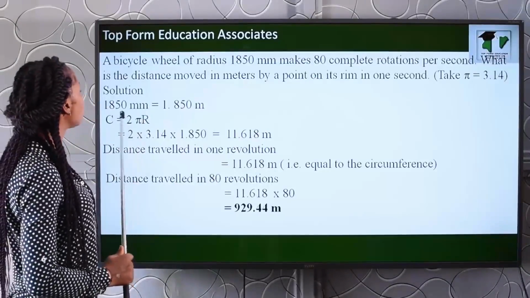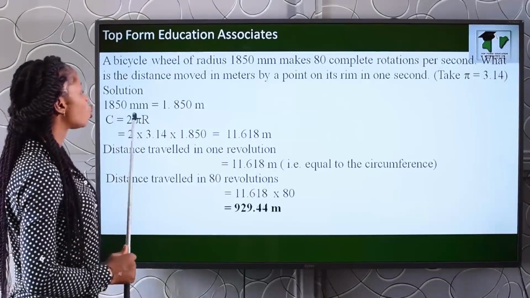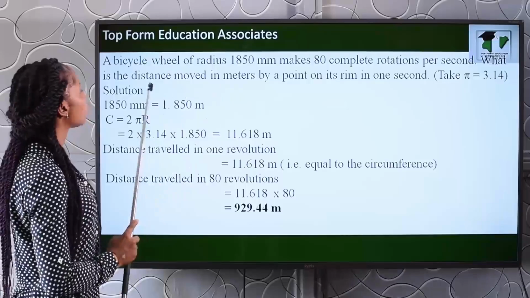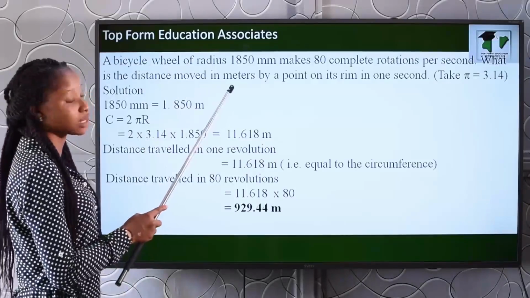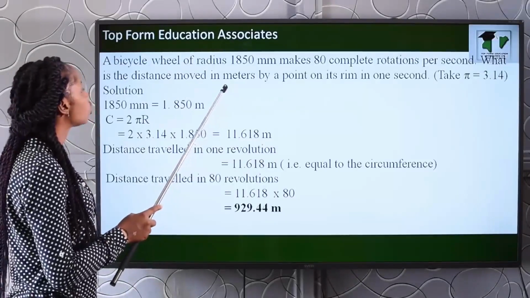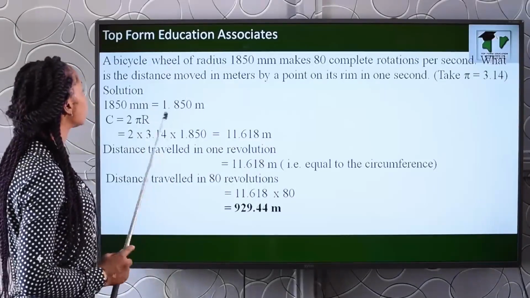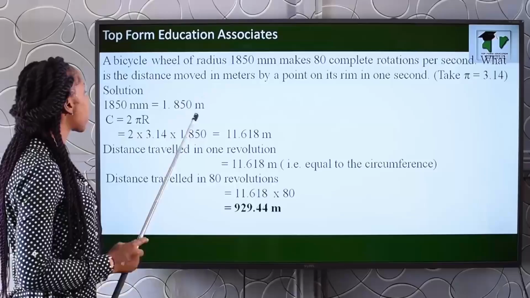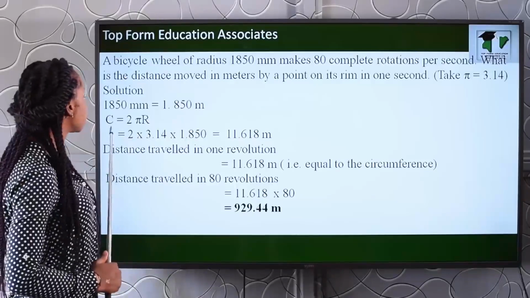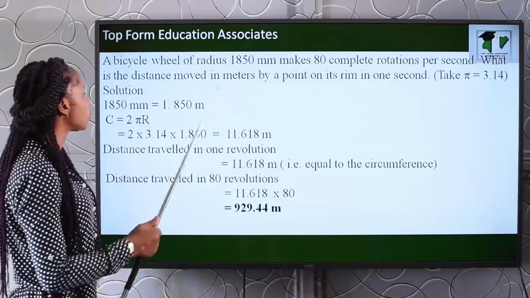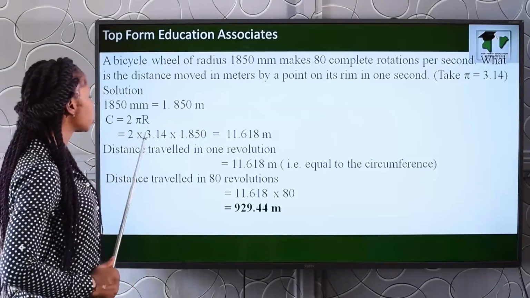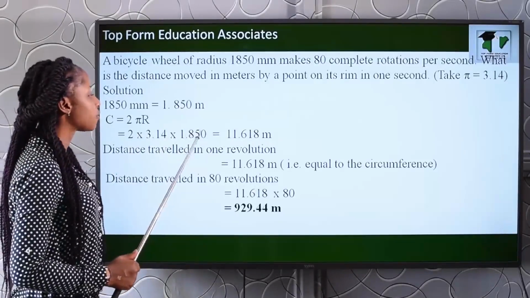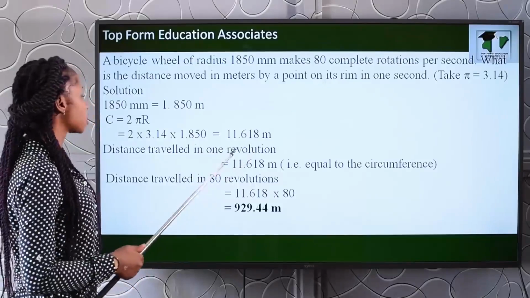Now, solution. We first of all convert this to meters. Remember, this is in millimeters, and we're asked to find the distance moved in meters. So the first thing to do is to convert our millimeters to meters, divide by 1,000, and we have 1.850 meters. Our circumference is given as 2 pi r, so we input the figures in the formula. 2 times 3.14 times 1.850. We have this as our answer.